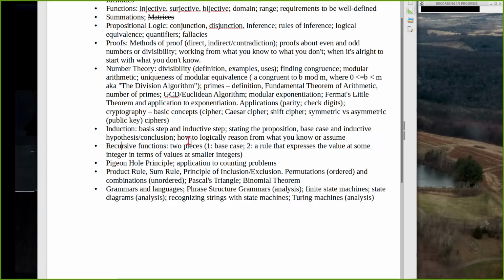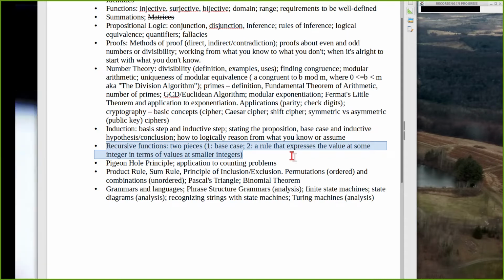Alright, recursive functions, we talked about a little bit. We didn't do a whole lot, but mostly that's a tie into 222. But basically, there's two pieces to a recursive function. There's something like a base case, something which we begin with, and then some kind of inductive step or recursive step, which gets us from the base case to some other value.